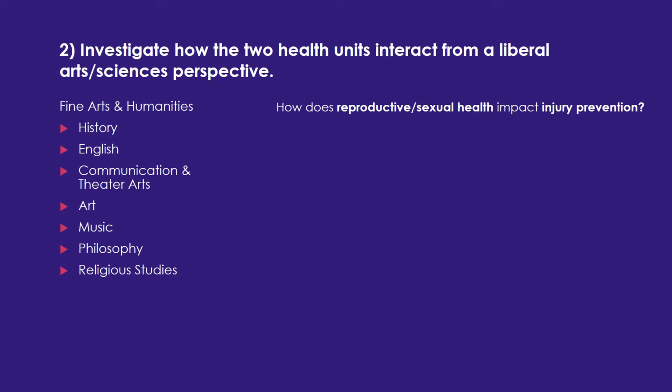And then for the third example, investigating how reproductive and sexual health impacts injury prevention. Maybe we look at this through the fine arts and humanities. So how does religious affiliation impact sexual behavior?